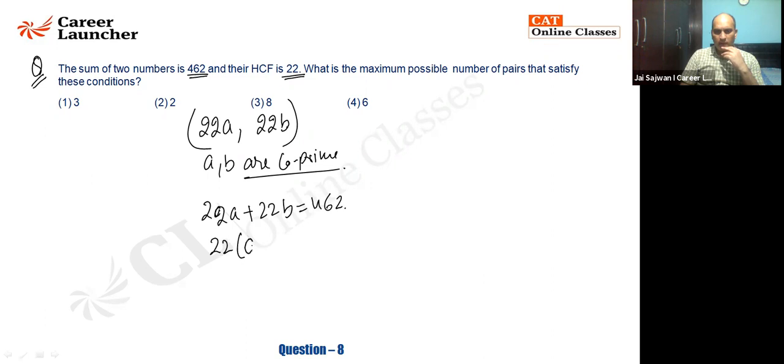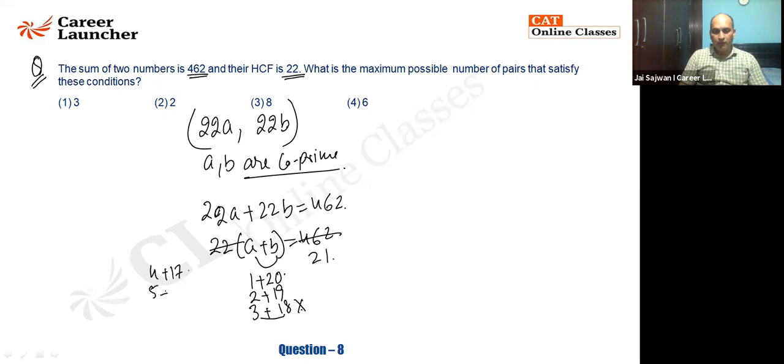I know 22 is common. I can say A plus B is equal to 462 divided by 22. So 22 twos are 44, 22 ones are 22. So A plus B is equal to 21. I can say one number is 1, second is 20, 2 and 19. 3 and 18 is not possible because 3 is common between them. So cancel it. 4 and 17. 5 and 16. Yes, because there's nothing common between them.